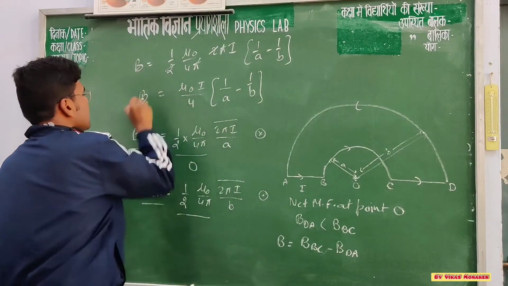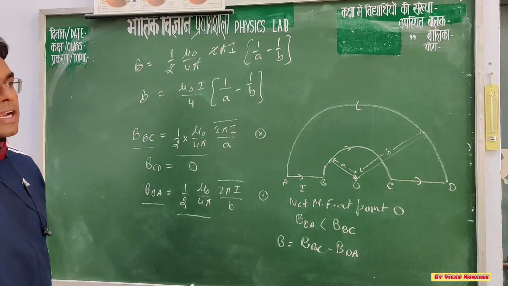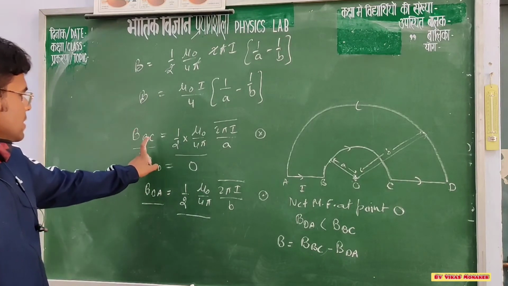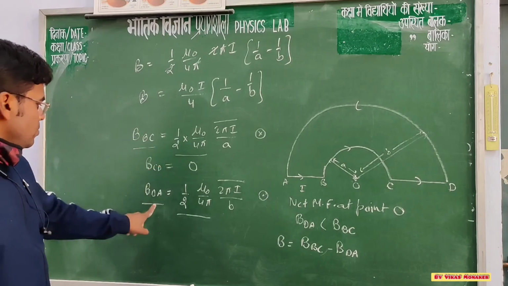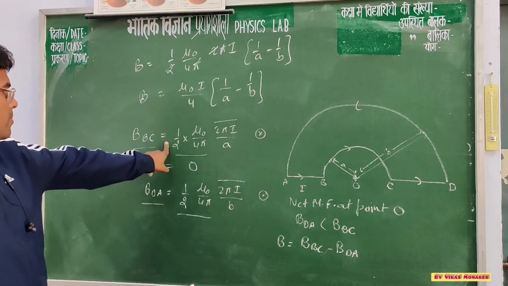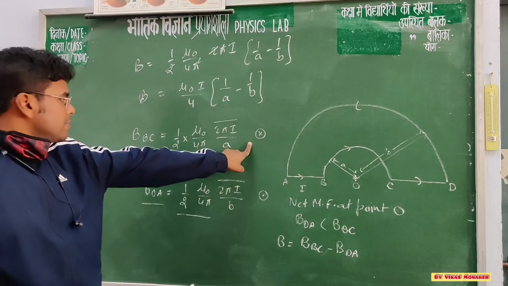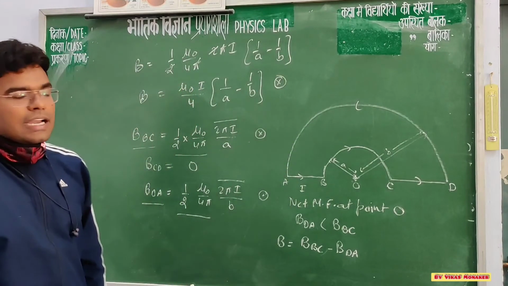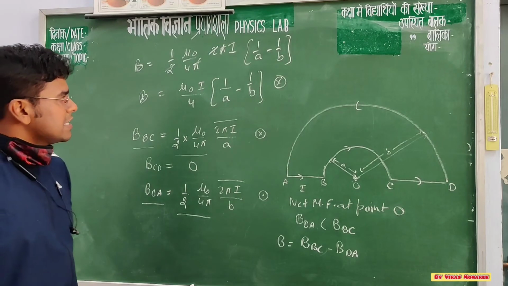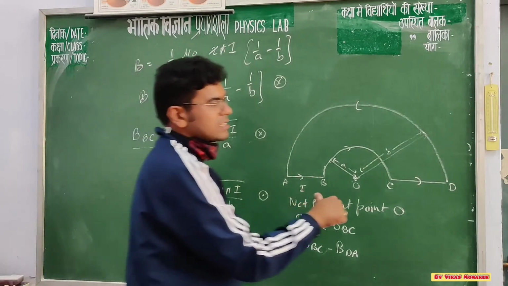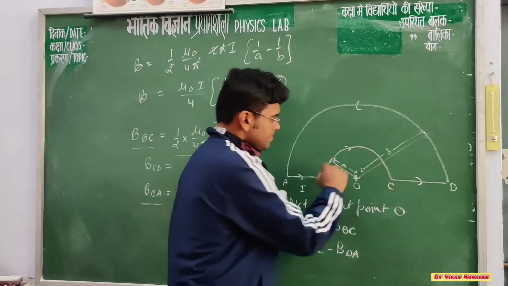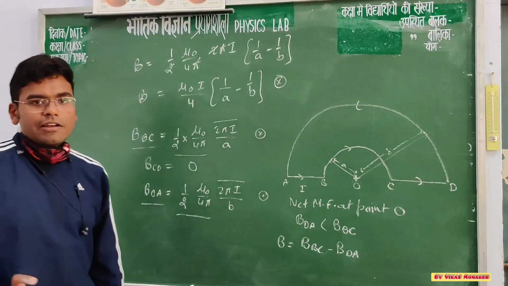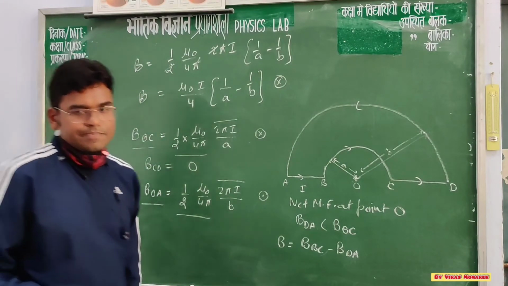This is the net magnetic field, but it is incomplete if you do not write the direction. So we subtracted B_DA from B_BC. So the greater one is B_BC, so its direction will be inward. So the net magnetic field is there in the inward direction, that is due to this B_BC. So in this way we can calculate the net magnetic field due to any particular shape.